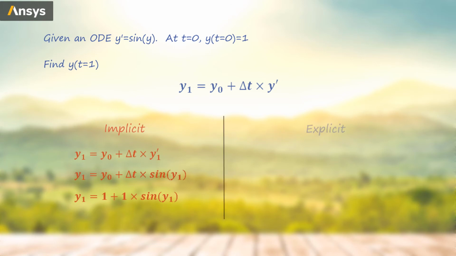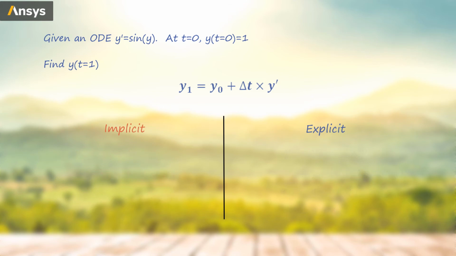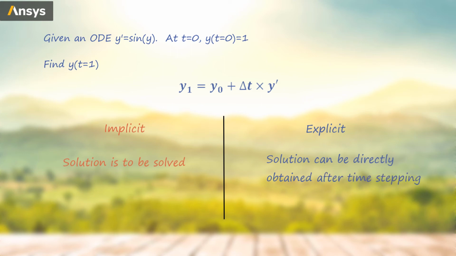Now, for explicit method, the story is simpler. Explicit integration uses the slope at the known step, which is the derivative at y0. By the given ODE, we know that the derivative of y0 equals sine of y0. You will find that y0 is given as the initial condition, and delta t is known as 1. So the unknown y1 is directly found as 1 plus sine 1 equals 1.84. To summarize, for implicit method, the solution is implicit in the final equation, which needs to be solved. For explicit method, the solution is explicit, that is, directly obtained after time stepping.